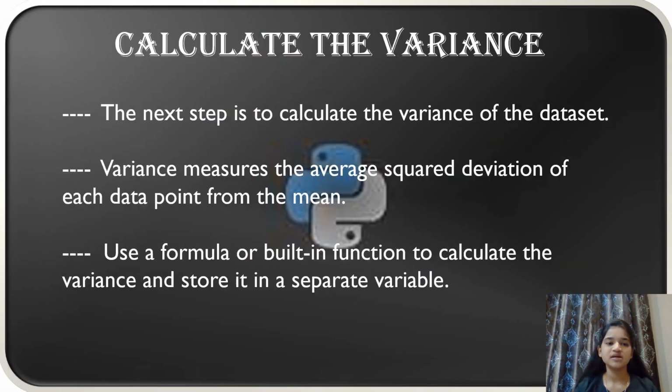Calculating the variance. The next step is to calculate the variance of the dataset. Variance measures the average squared deviation of each data point from the mean. Use a formula or built-in functions to calculate the variance and store it in a separate variable.